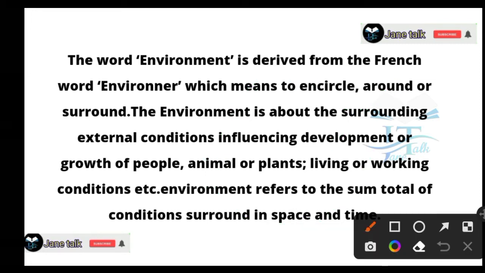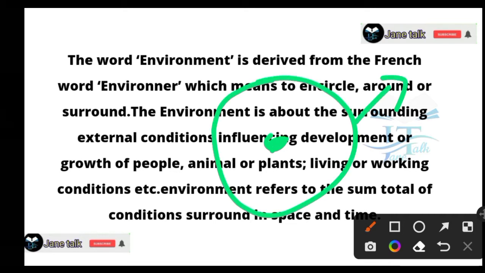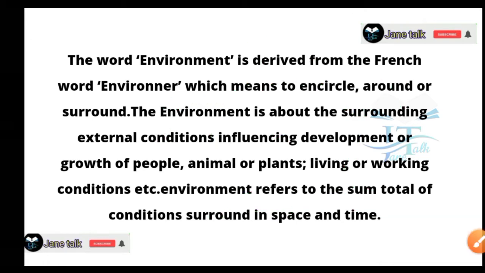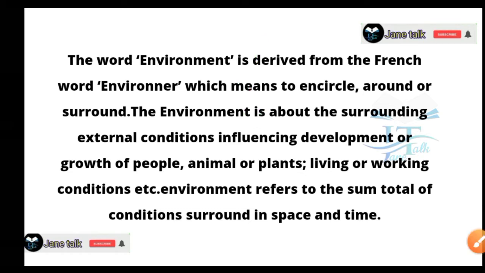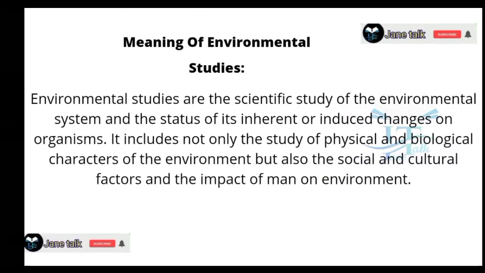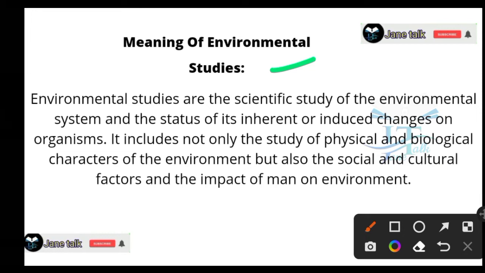If you try to understand it in Hindi, wo sari cheeze jisse aap ghire hote ho, something like aapke working conditions, aapke atmospheres, aapke families, aapke plants and all the living things nearby you, these all are part of the environment. Ye sari cheez kya hoti hai, paryavaran ke hissa hoti hai, environment ke hissa hoti hai. Chaliye, let's move further.